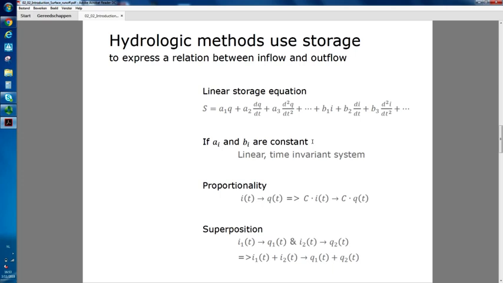Now the good thing about having a linear system is that there are two main properties that are always valid. It's proportionality, where we know that if we have a certain input, we get a certain output. If the input is multiplied with a certain factor, we also need to multiply the output with the same factor. On the other hand, superposition is also valid, and this is just if we have a certain input with a corresponding output, and another input with a corresponding output, we know that if we sum up the inputs, we will also have a summation of the outputs.